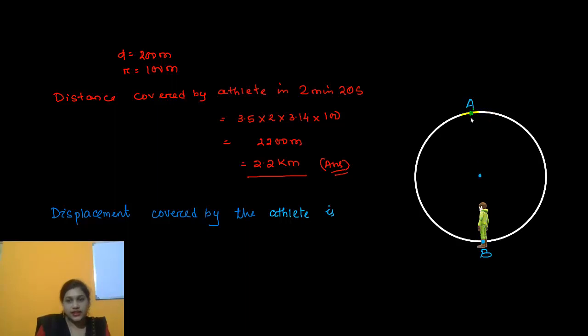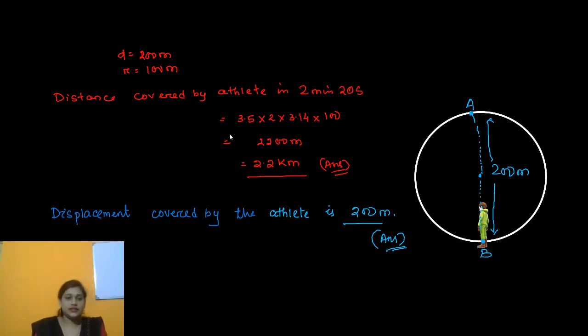You can easily calculate and you can easily visualize this. This is nothing but the diameter of the circular track. Yes, this is the diameter and it is given in the question. What is this distance? This is 200 meter. Okay, so the answer is 200 meter. So this is the distance and this is the value of displacement. This you can write as 1 and this you can write as 2.